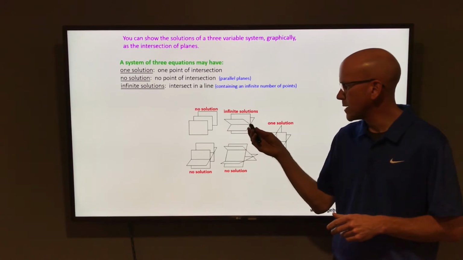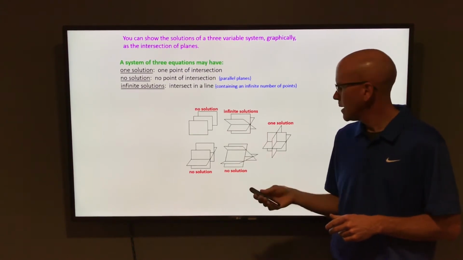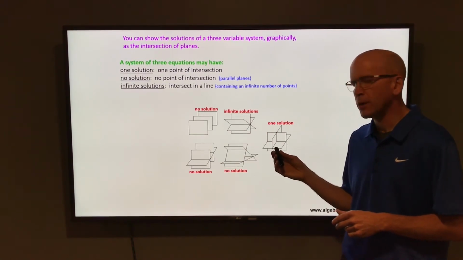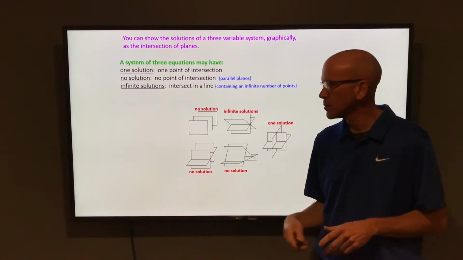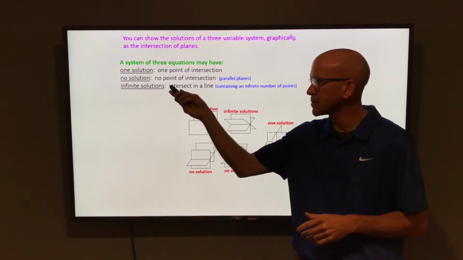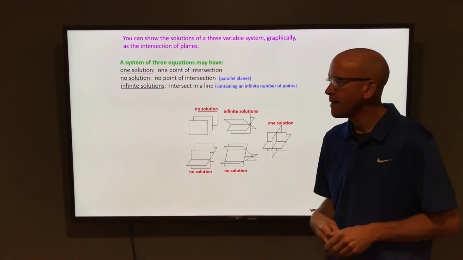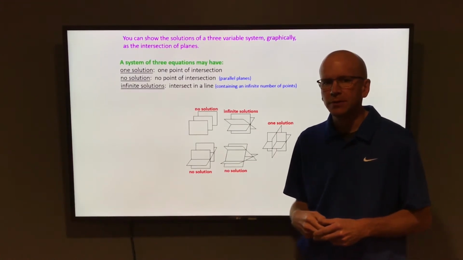Infinite solutions: they all meet in one line. And one solution: all three planes meet at one point. So those are the examples of one solution, no solution, and infinite solutions for three planes, or three equations with three variables.